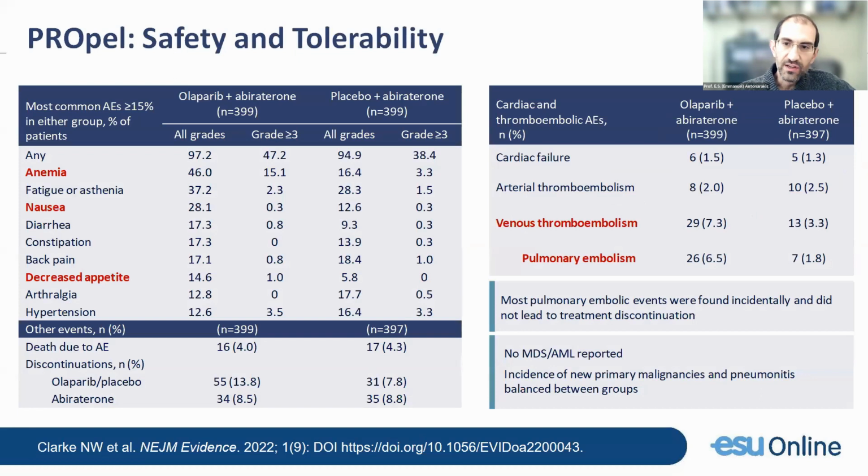Of course, the drug has toxicities as monotherapy, and some of these toxicities are compounded when you add abiraterone. So the ones in red are the ones that I thought were the most significant: anemia, nausea, anorexia, and also a 6 to 7% risk of venous thrombosis, including pulmonary embolism, which was higher than the control group.